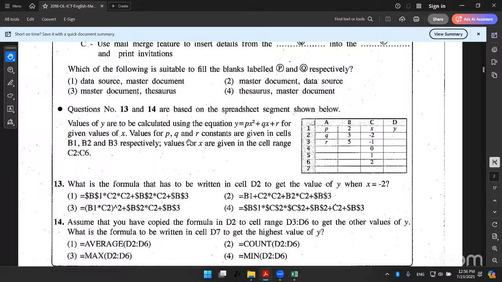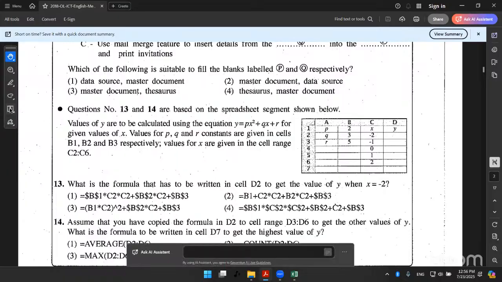So that means P, Q, and R will be constant. Here you can see P is 2, Q is 3, R is 5. They will be constant. That means they won't need to change. X will be changed, no? X is in the C column. Values for X are given in the cell range. What is the formula that has to be written in cell D2 to get the value of Y when X equals -2? The same question, no? The same question I have done here.